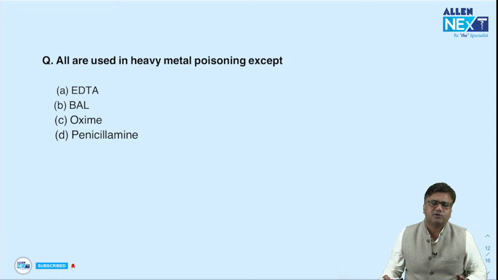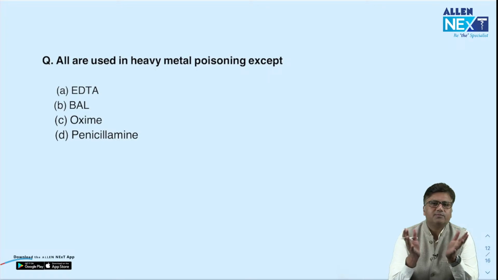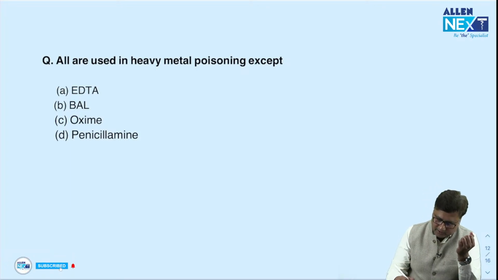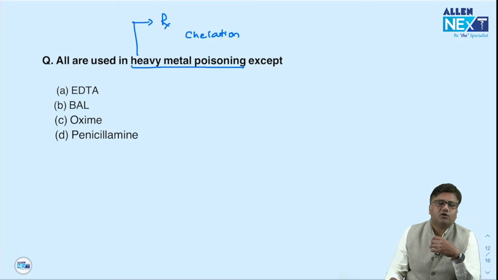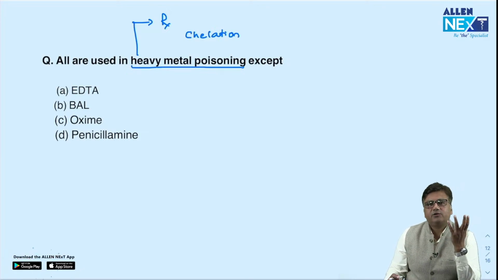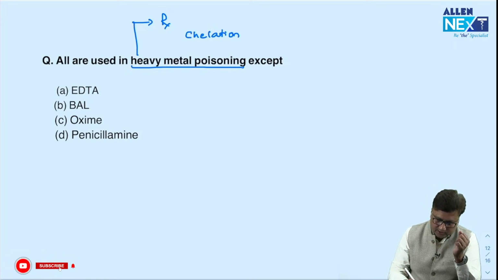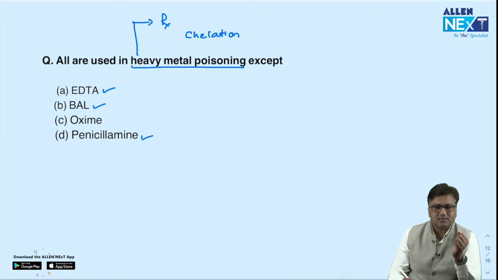Again a very straightforward question. You can see whether it is a question of forensic medicine or you can treat it as a question of pharmacology. All are used in heavy metal poisoning except, when we talk about heavy metal poisoning and we talk about treatment, we talk about chelation or chelating agents. So you just need to see out of the given choices which is not a chelating agent. EDTA is a chelating agent, BAL is a chelating agent, penicillamine is a chelating agent.